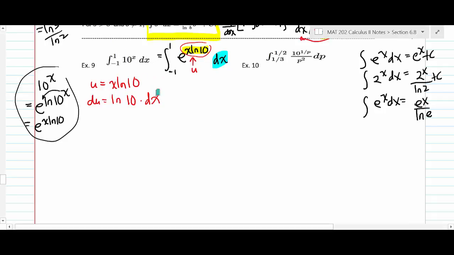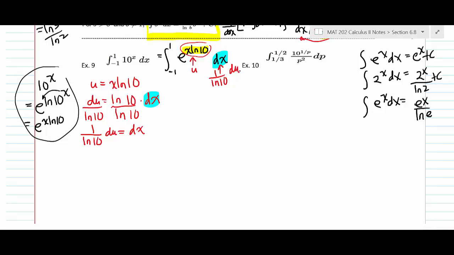Well, what we're trying to do is match these things up, so you need to do the typical thing. You divide by ln 10, so 1 over ln 10 du is equal to dx. That's what gets plugged in there: 1 over ln 10 times du. That's how the u substitution works. Does that make sense? You have to learn how to rewrite 10 to the x as e to the x ln 10. That's the first thing. If you get there, you'll be in good shape.